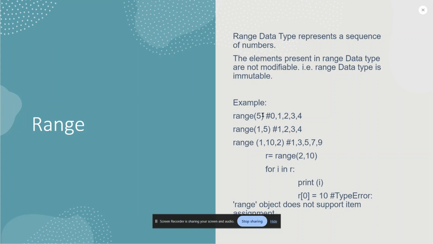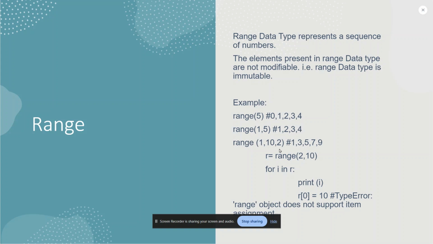If you want to change the number generation to start with something else, say I don't want 0 to be my first number, I want to start with 1, in that case I can give from 1 to 5. So 5 is not generated, and 1 2 3 4 is my output.